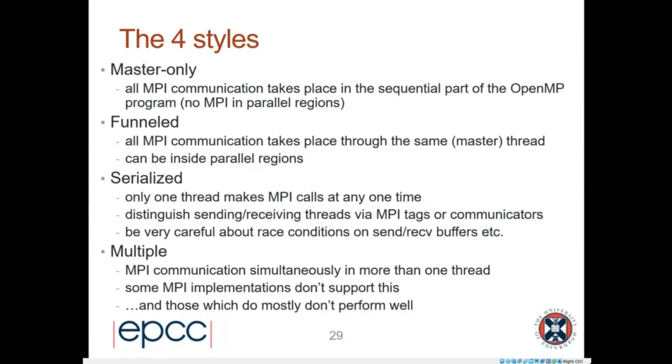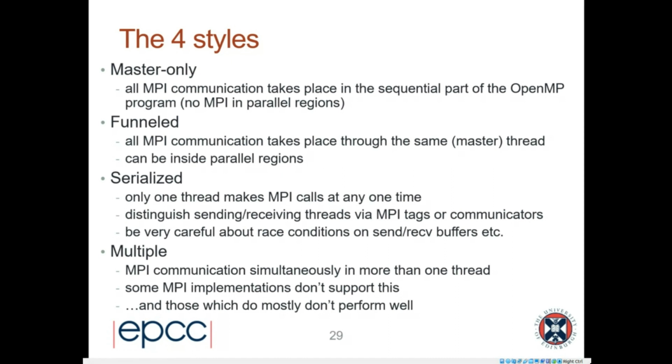And if you were doing this in Pthreads, you would have to have a mutual exclusion variable, a lock that you grabbed, called the MPI library, and released the lock, which is a mutex. But in OpenMP, there is a directive called critical, which achieves that automatically. But it's up to you, the programmer, to do that. Multiple says any thread can call the MPI library at any point. It's up to the MPI library to sort things out.